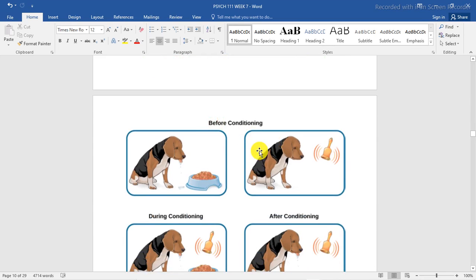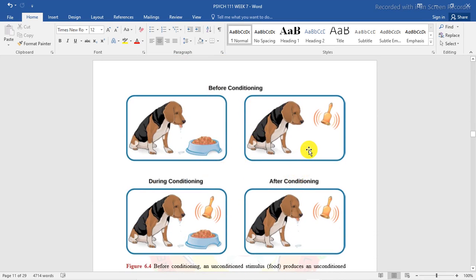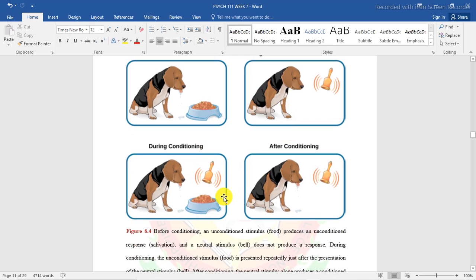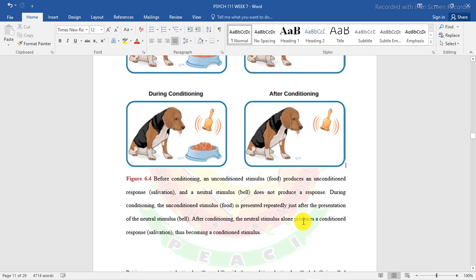Okay, so, before conditioning, during conditioning, after conditioning. Before the conditioning, may food, bell. During conditioning, pinapares mo yung food tsaka bell, and after conditioning, bell lang, maglalaway na yung aso. So before conditioning, an unconditioned stimulus, food, produces an unconditioned response, salivation. Kaya unconditioned pa siya kasi hindi pa siya na-condition. And a neutral stimulus, bell, does not produce response. So, wala pa, kasi neutral pa siya.